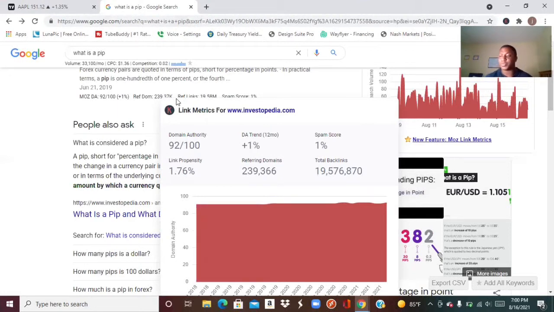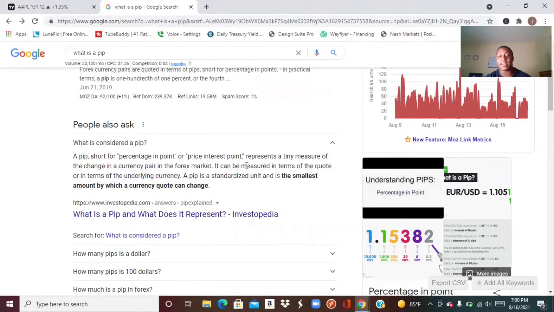I think India is the rupee, right, if I'm not mistaken. But yeah, those are the currencies that you're going to have. Now, that is what a pip is. Each time that the market moves, it is either going to go up 1 pip or down 1 pip.